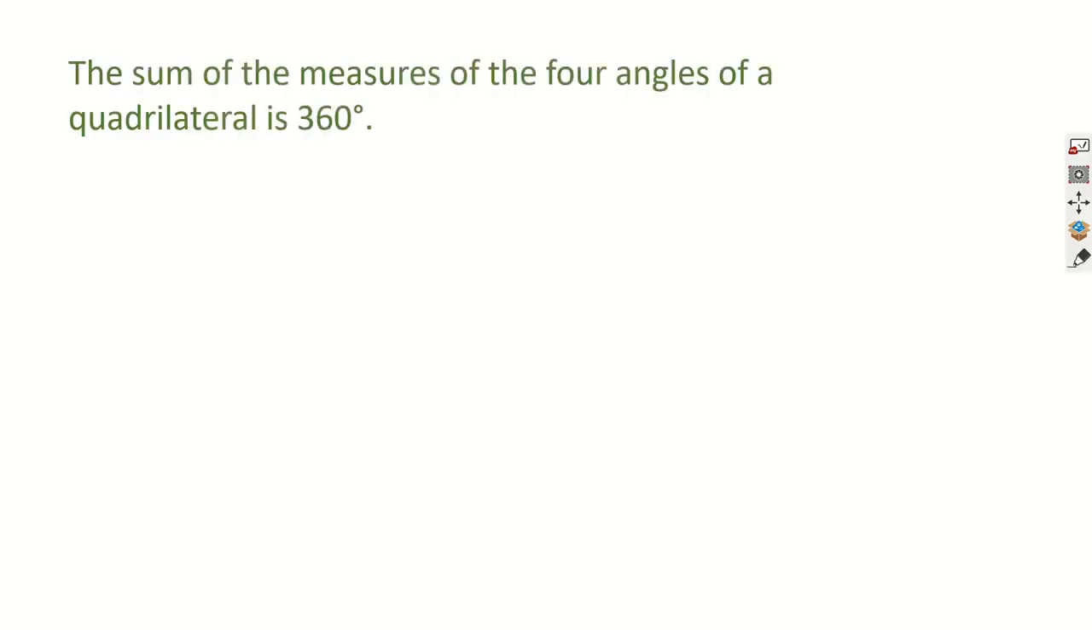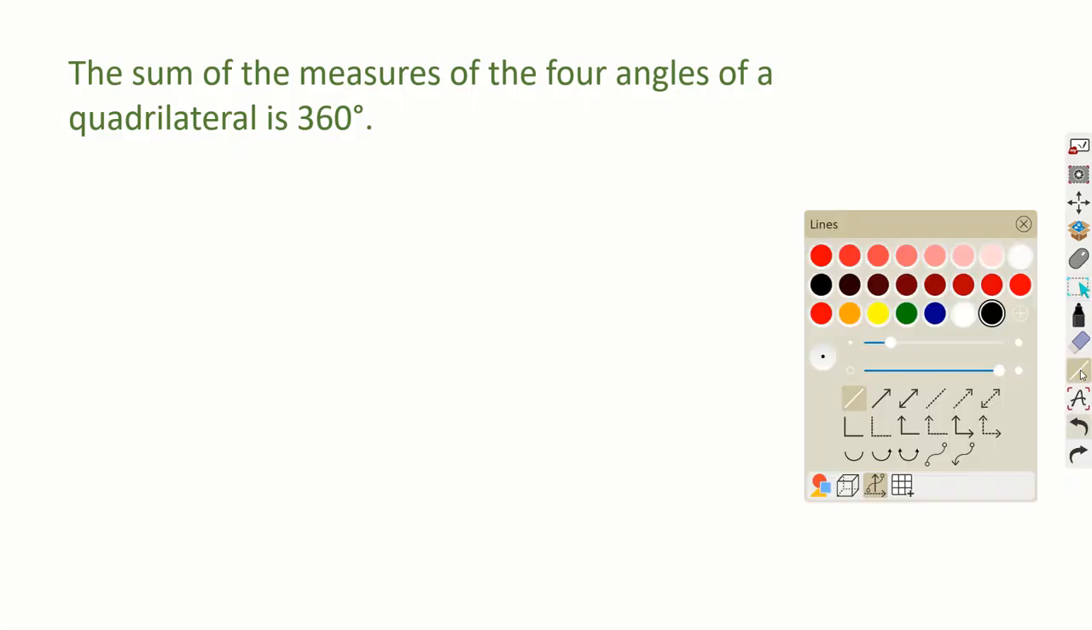Here is another concept to be developed. The sum of the measures of the four angles of a quadrilateral is 360 degrees. Before saying that, I should make you recollect something you studied in previous chapters. One concept of a triangle. What is that concept of a triangle made you understand?